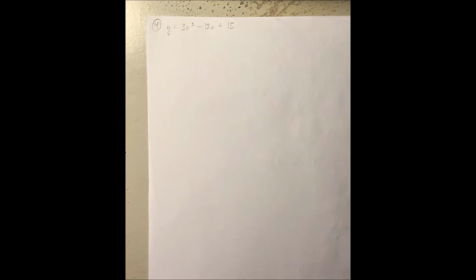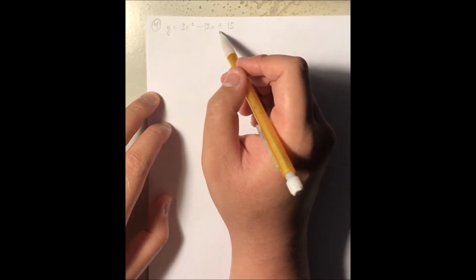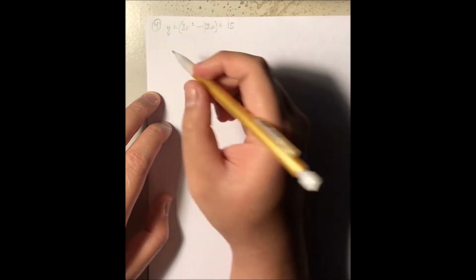Alright, we are going to go for the fourth example of finding the vertex, max or min, domain and range, and axis of symmetry of the same equations. We are going to use the technique of completing the square for this equation. So the first step is to isolate the first two terms away from the third term by grouping them together like this.